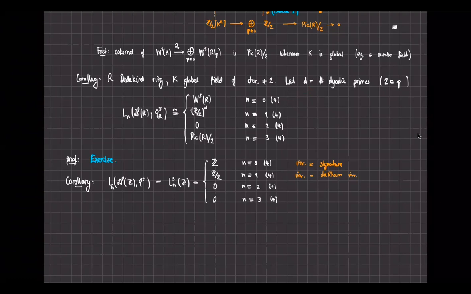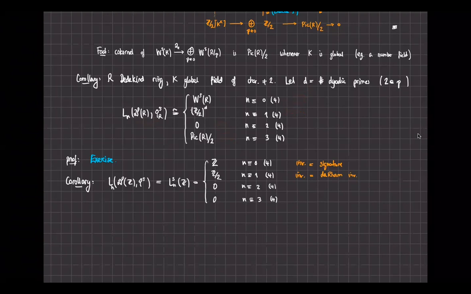And then the statement is the symmetric L groups of such a Dedekind ring with global fraction field of characteristic not 2 is described as follows. The zeroth L group is the symmetric Witt group. We've seen this many times, so it's still the same argument. It turns out the first L group is Z mod 2 to the D, the D-dimensional Z mod 2 vector space. The second L group is always 0, and the third L group is the Picard group mod 2 again.